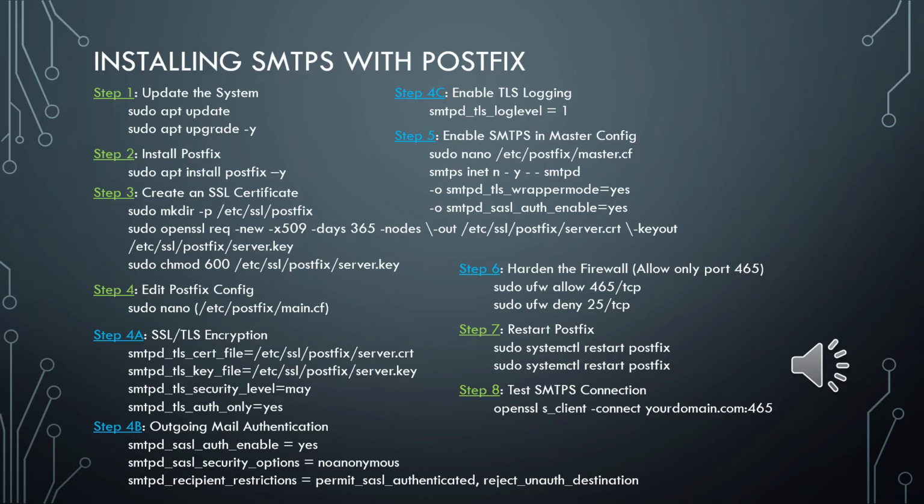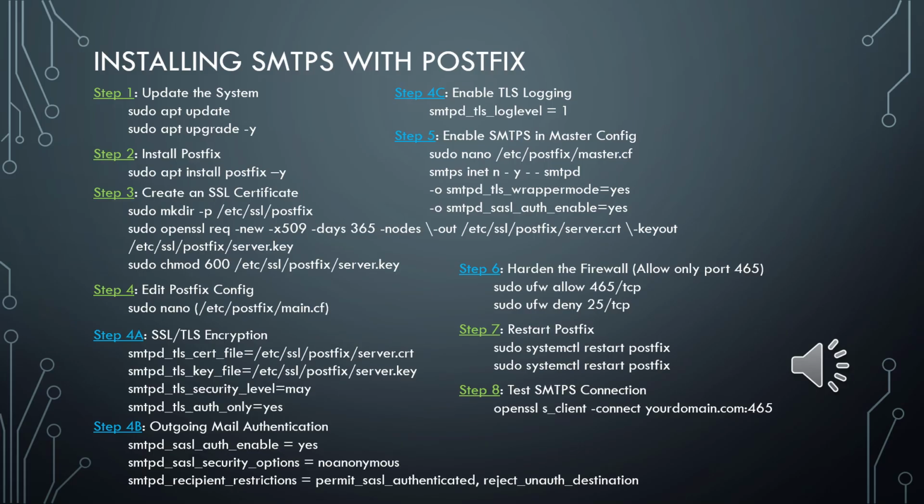For the Linux environment, we update the system and install Postfix. Next, we create an SSL certificate and configure Postfix for TLS encryption. We enable authentication for outgoing mail and turn on TLS logging for better visibility. In the master configuration, we enable SMTPS, then harden the firewall by allowing only port 465 and blocking the insecure port 25. Finally, we restart Postfix and test the connection.